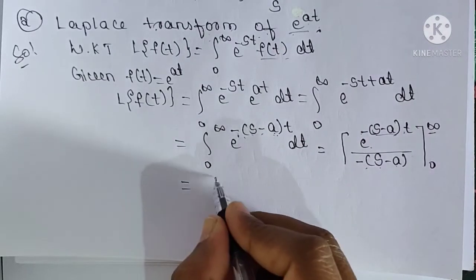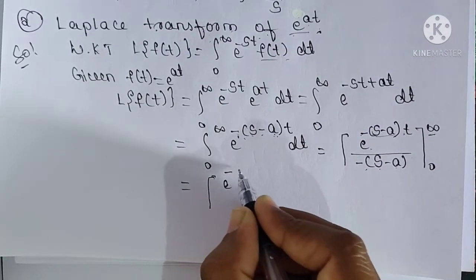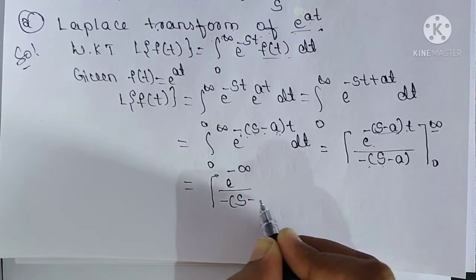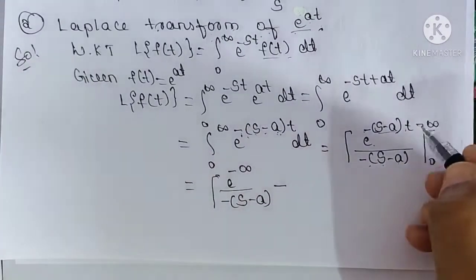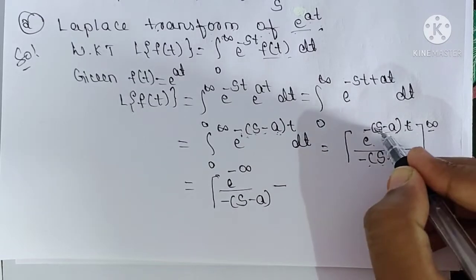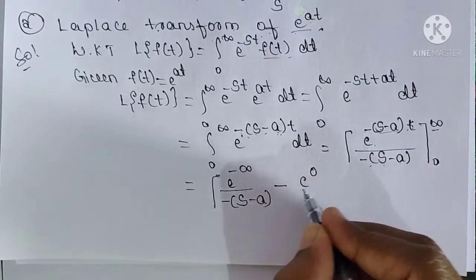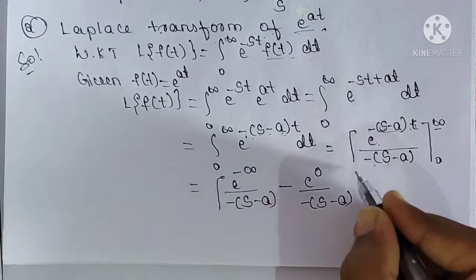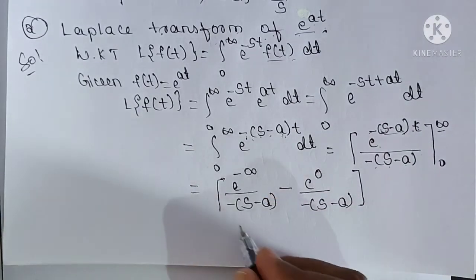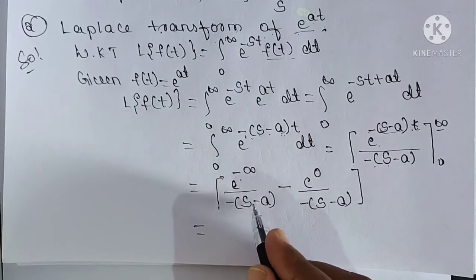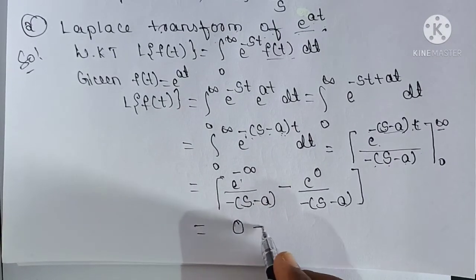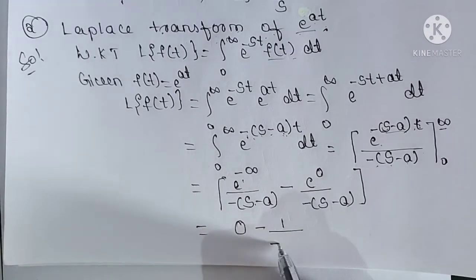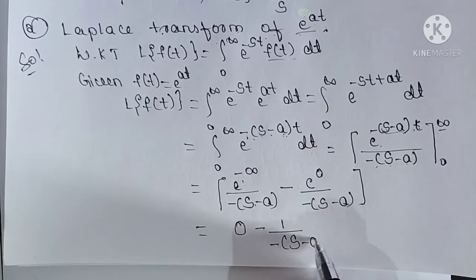Then we get e to the power of minus infinity divided by minus (s minus a). For the lower limit, if t is equal to 0, then 0 times this term is 0, so e to the power of 0 divided by minus (s minus a). The value of e to the power of minus infinity is 0, and 0 divided by any term is 0. Minus e to the power of 0, whose value is 1, gives 1 divided by minus (s minus a).